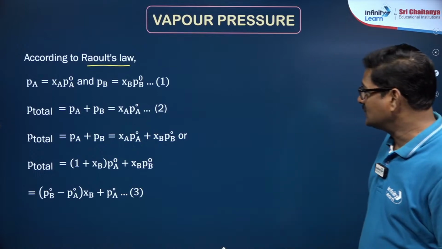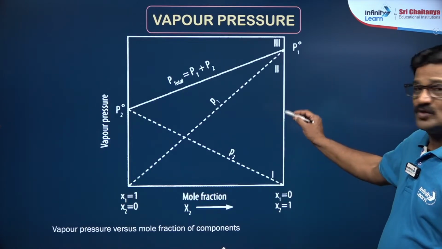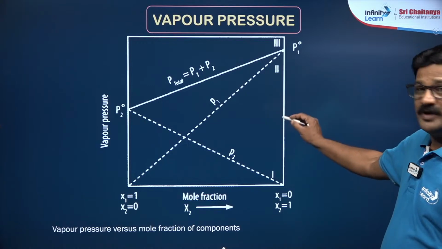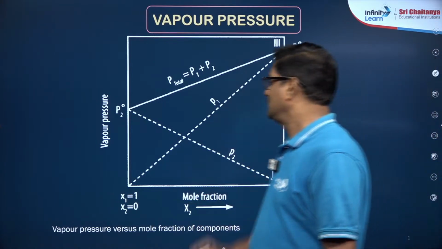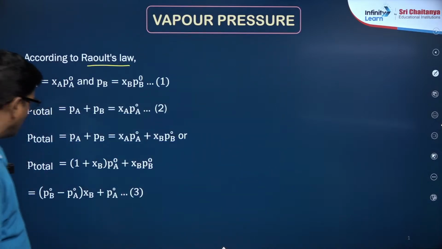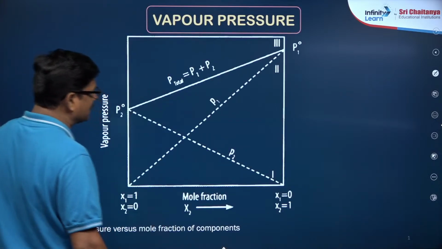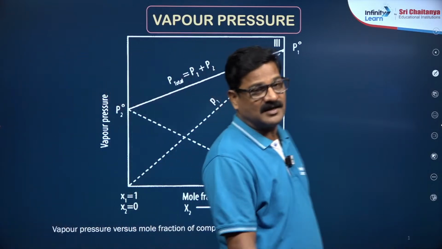Okay, so in today's class we will discuss a solution which behaves as ideal. So the ideal solution graph. In order to say a solution is ideal, what are the prerequisite conditions? It should obey this graph. And what are the other conditions?